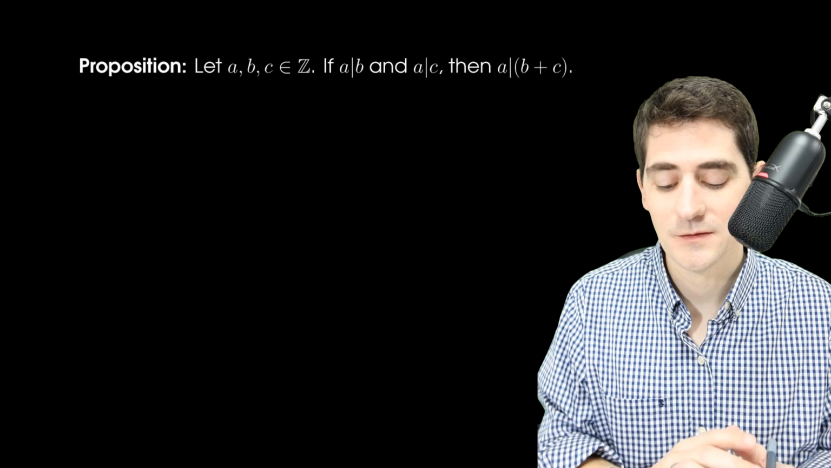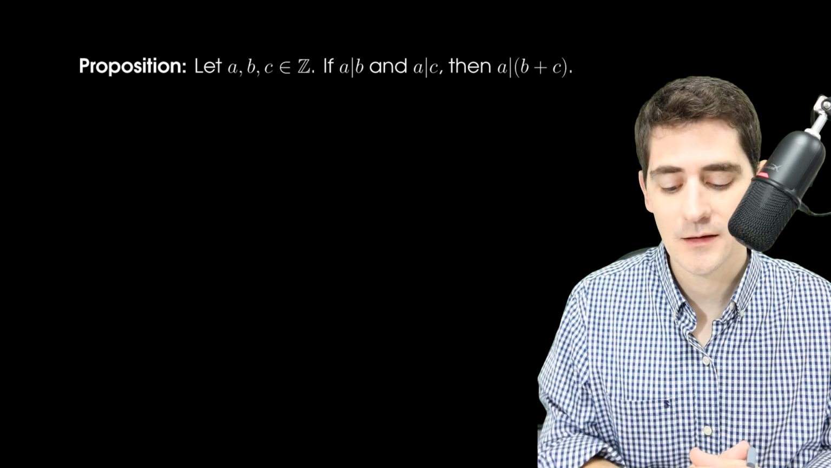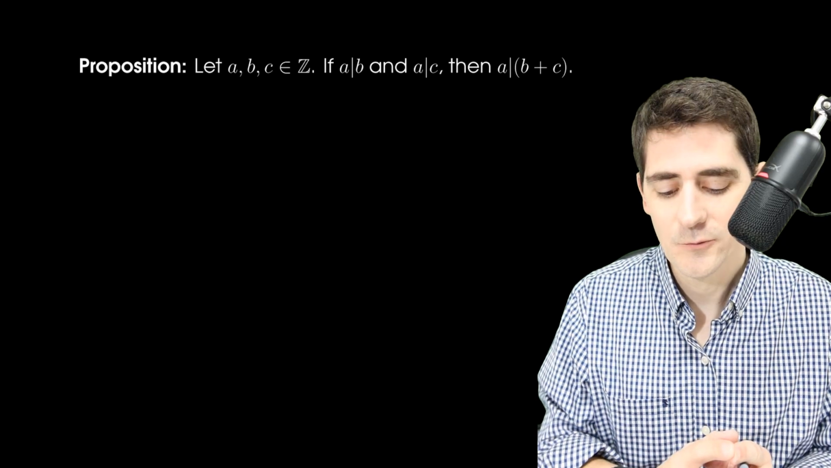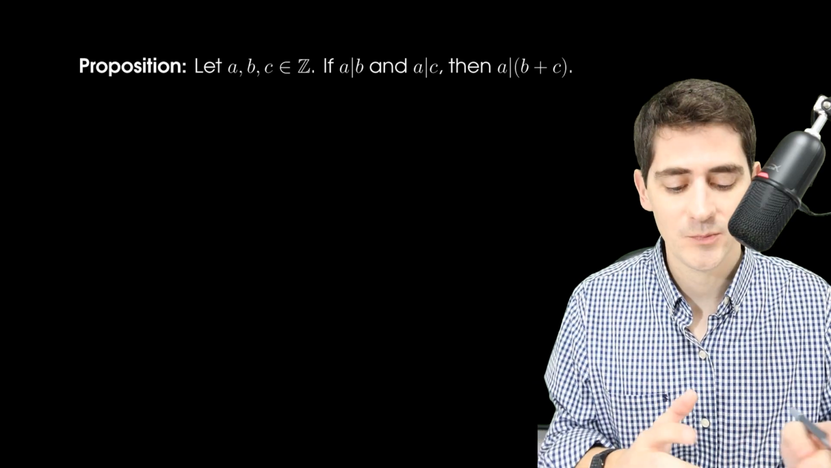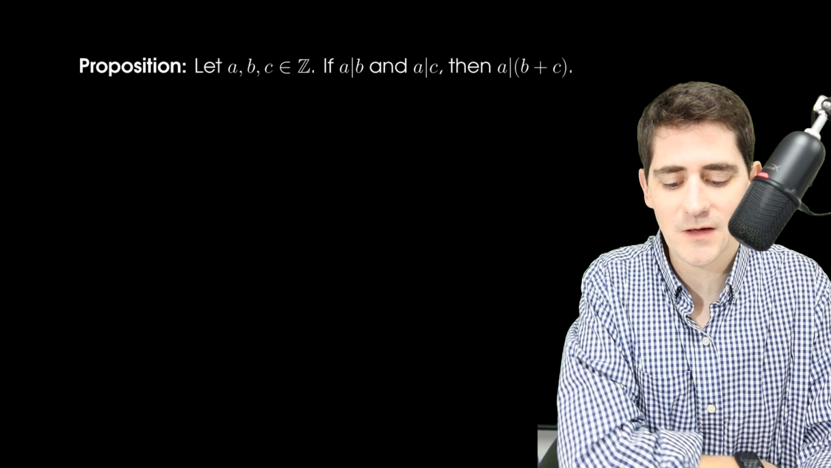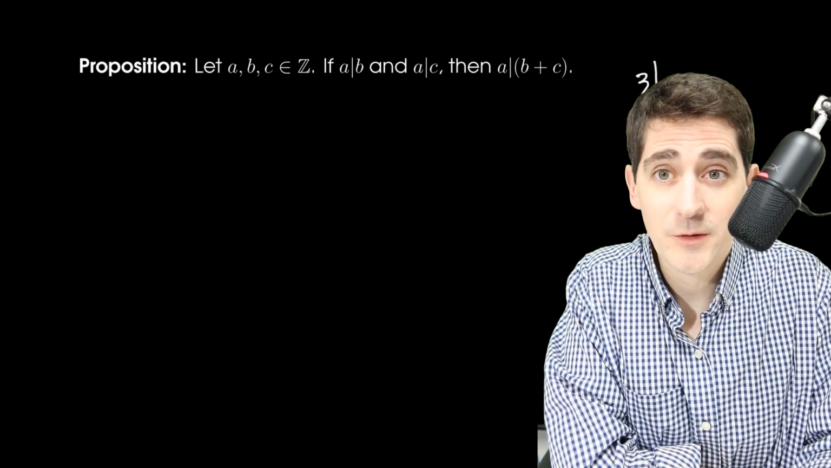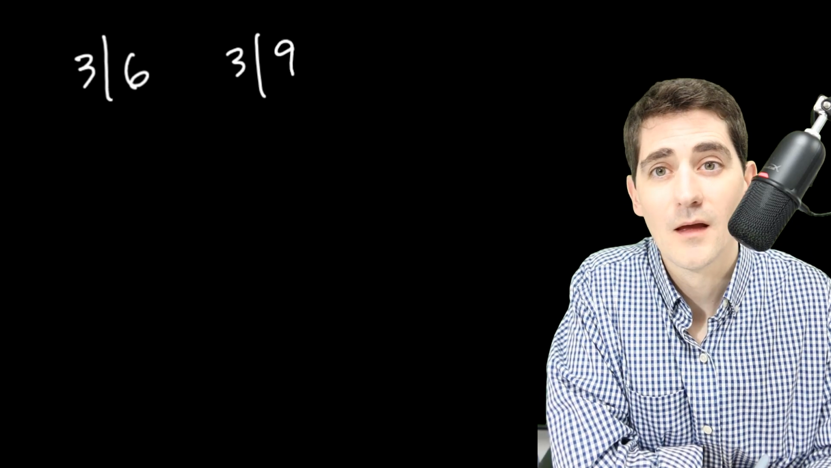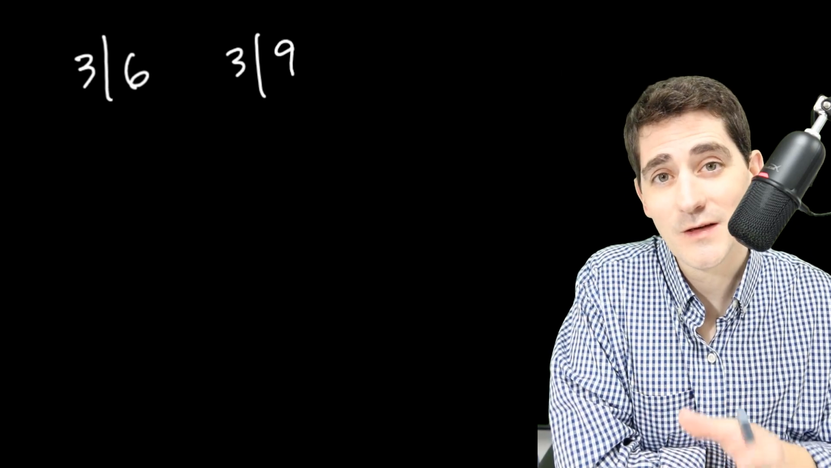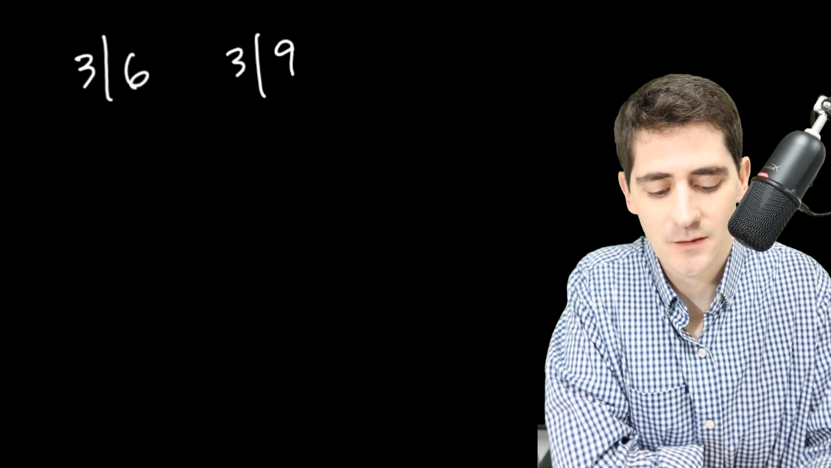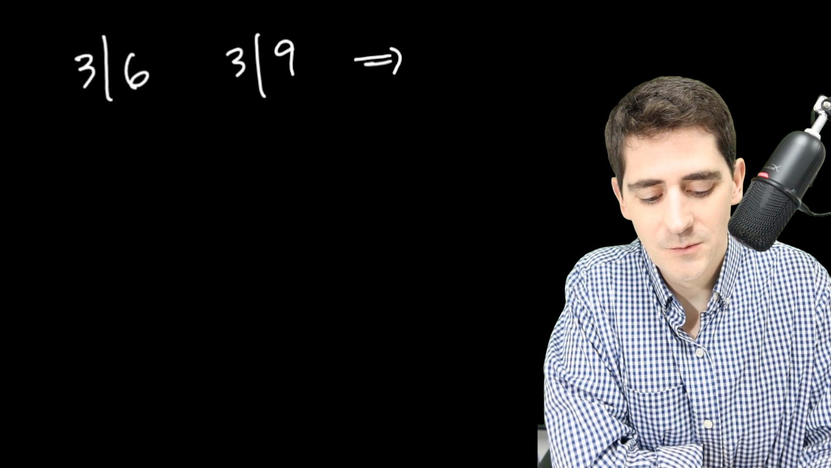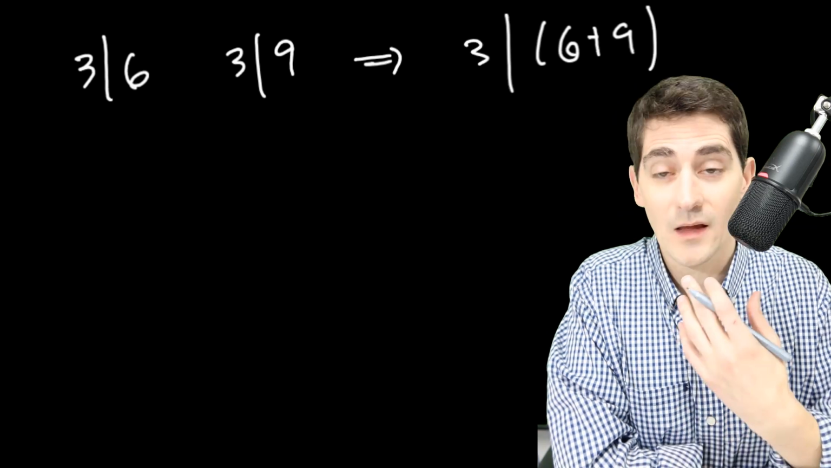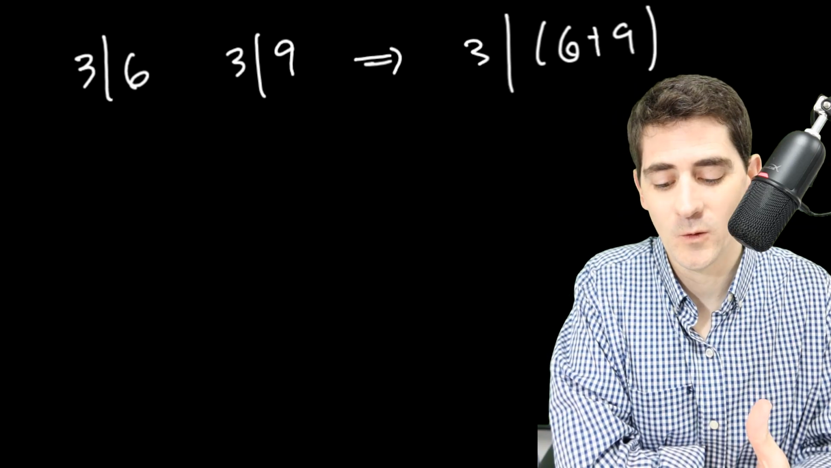Alright, so here's my proposition. This time I have three integers, and if A divides B and A divides C, then can we show that A divides the sum of B plus C? So I will do a quick example of this. So I know that 3 divides 6, and I know that 3 divides 9. I know that because I can write 6 as 3 times something, I can write 9 as 3 times something. So that also means then that if I add the 6 and 9 together to get 15, I believe that 3 will divide that sum as well.